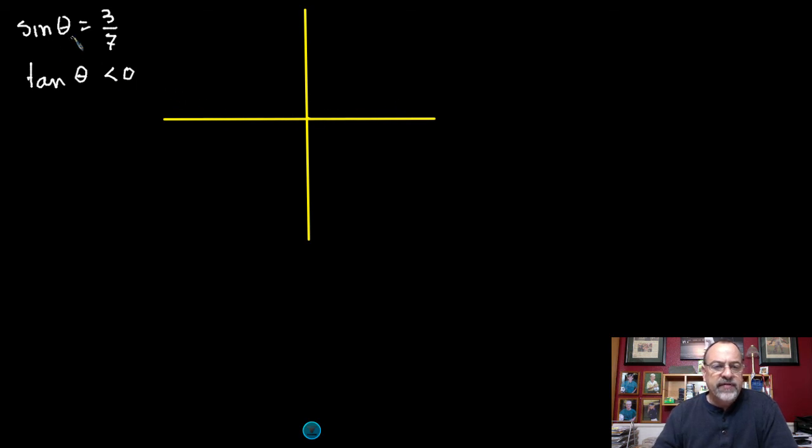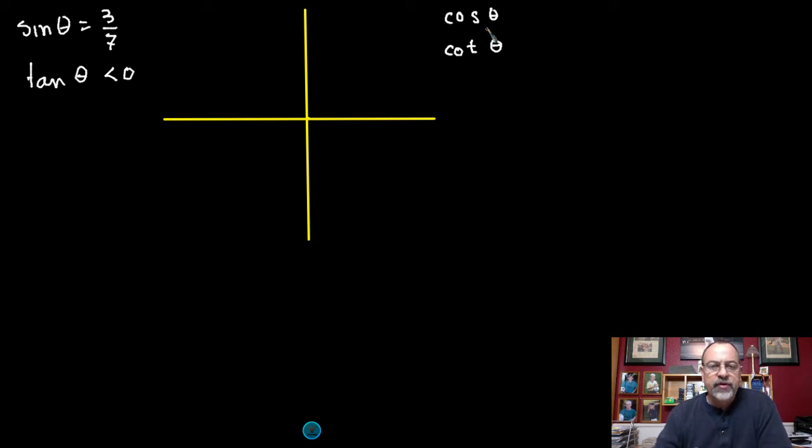We know that the sine of theta is, let's say, 3 over 7. And the tangent of this angle, whatever it is, we don't know what it is yet, but we know that it's less than 0, meaning it's negative. So if we know those two pieces of information, I would like you to give me the cosine of this angle and also give me the cotangent of this angle, whatever it is. All right? So how are we going to do this?